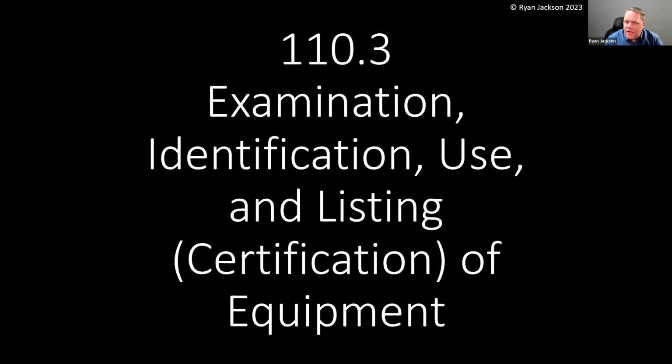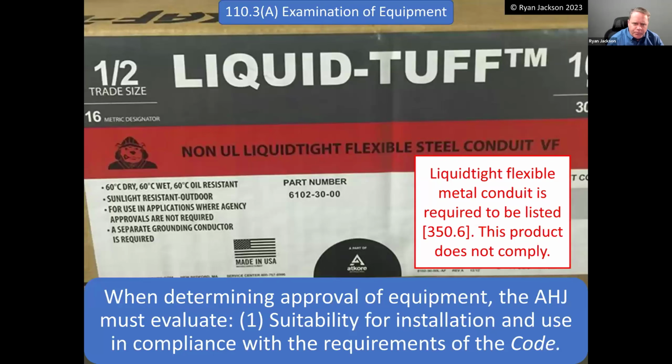110.3 kind of works hand in hand with that. Examination, identification, use, and listing or certification of equipment. When we're looking at equipment, 110.3(A) kind of talks to the inspector mainly, but also to the specifier or designer. It says when we're determining approval of equipment, the AHJ needs to evaluate a couple of different things.